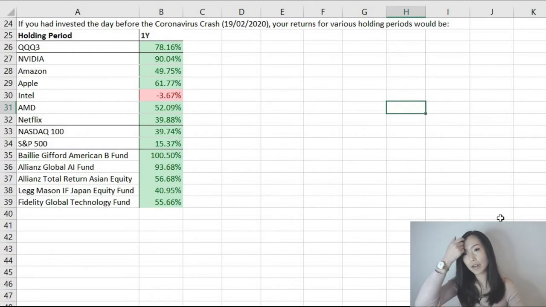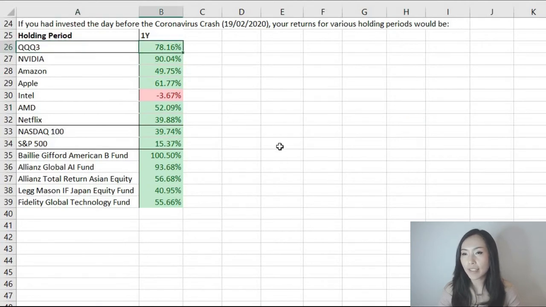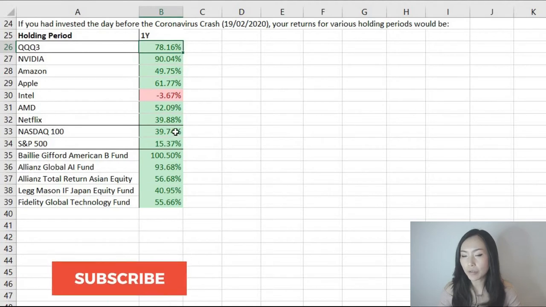Finally, let's turn to the last table, which shows if you had invested the day before the coronavirus crash, which would have been the 19th of February 2020, your returns after 1 year would be: QQQ3, your money would have grown by 78%. Not bad at all. And that's almost double Nasdaq 100.